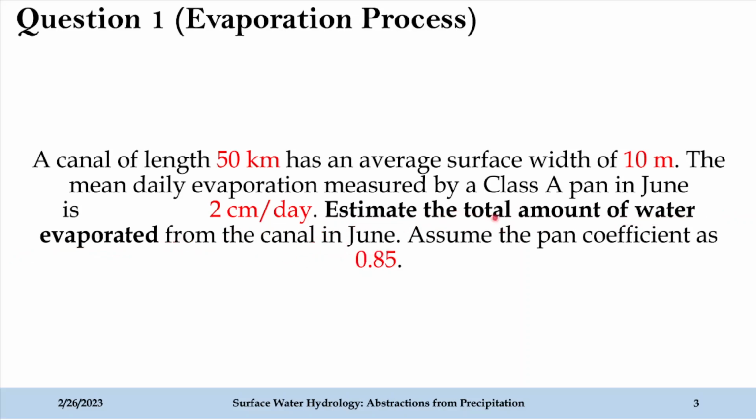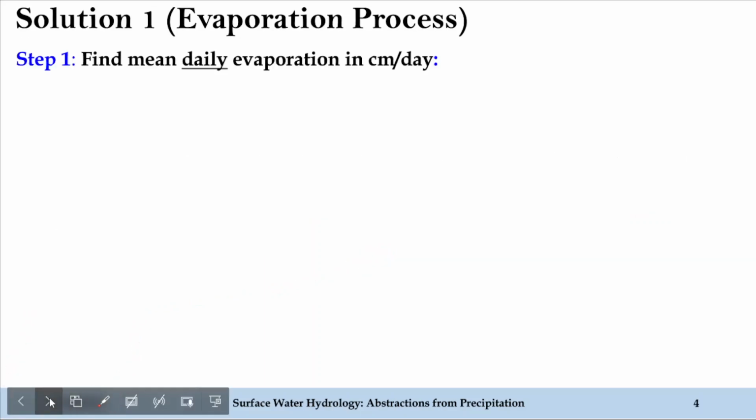So when it is mentioned total amount, it is basically indicating towards the volume of the water evaporated from the canal in the month of June. So June here indicates that there were 30 days in that month for which the entire measurements were taken. And the pan coefficient is also provided, which is 0.85. Okay, so utilizing these inputs, let's see how to approach these kinds of problems.